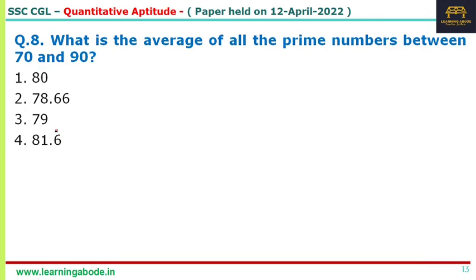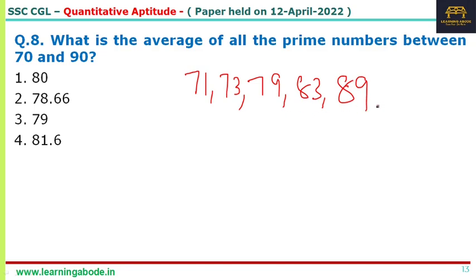Now 8th question, what is the average of all the prime numbers between 70 and 90? Let's manually check the prime numbers. 70 is not a prime, 71 is a prime number, 73 is a prime number, 75 is not a prime number, 77 is not a prime number, then 79, 81 is not a prime number, 83 is a prime number, 85 no, 87 is not a prime number, then 89. So these are the 5 prime numbers between 70 and 90.